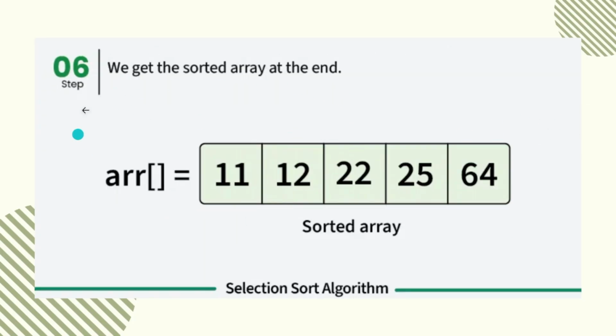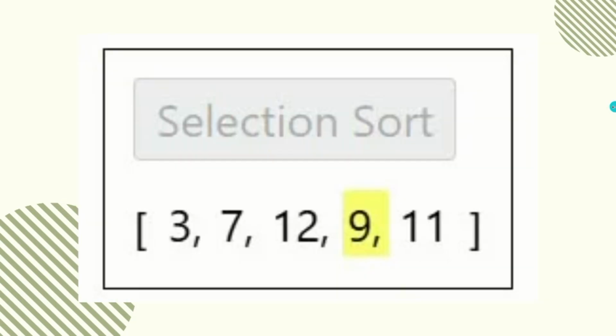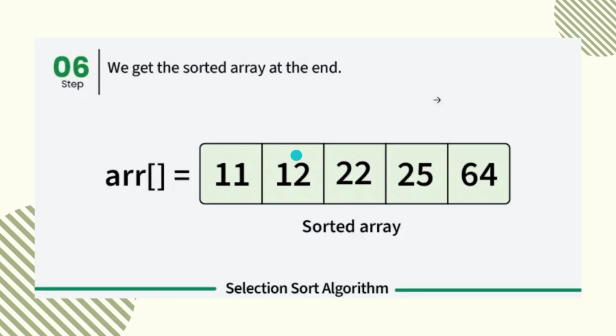So at the end, we got our sorted array: 11, 12, 22, 25, and 64. To help you understand, we have a video here showing how it works, but with different elements, though it is the same process.